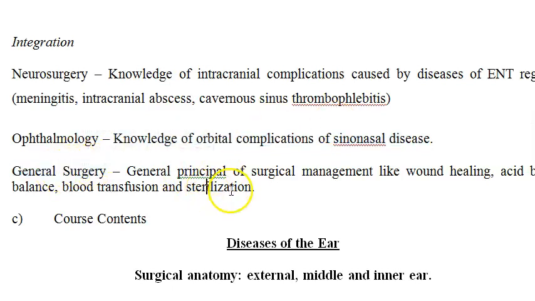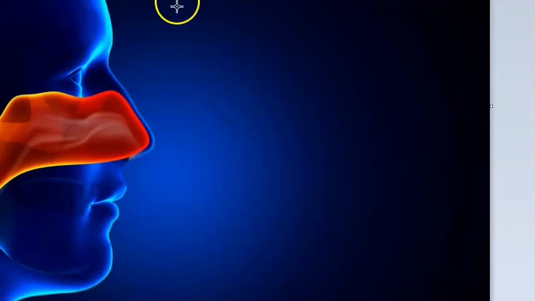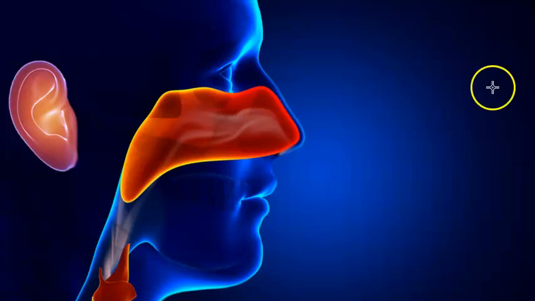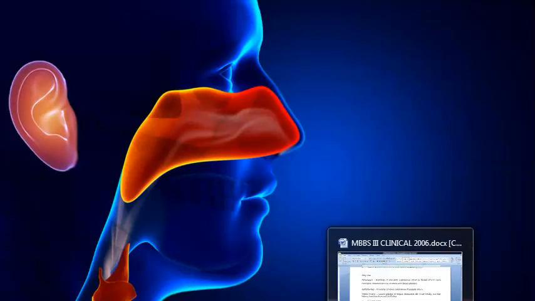General surgery, you should know wound healing, acid-base balance, blood transfusion, sterilization. So you should be able to integrate all this. Okay. So wound healing, general principle of surgical management. Anything else that you want to know here, or is it fine? So basically they are expecting you to know 3 things here, ear, nose and throat, right? Okay, so that's all for now in the syllabus.